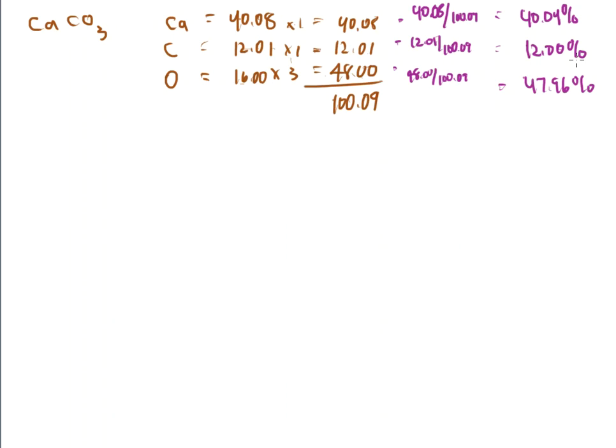And that could be one of your questions. Calculate the percent composition of calcium carbonate, and that's what you would give me: 40% calcium, 12% carbon, 48% oxygen, depending on how you want to round your numbers.